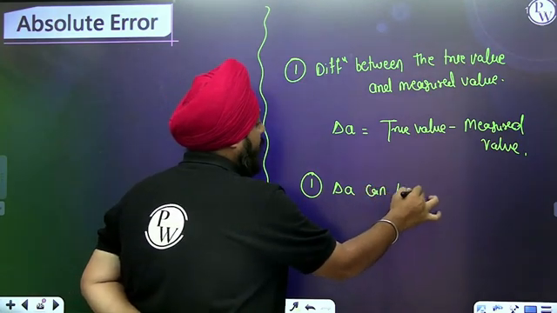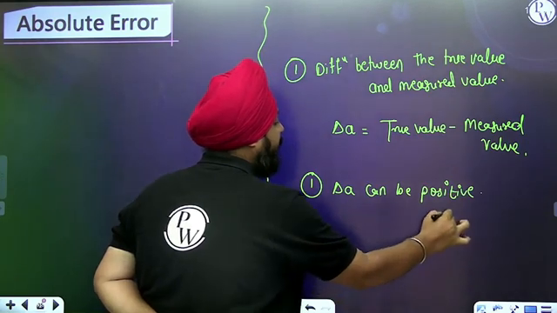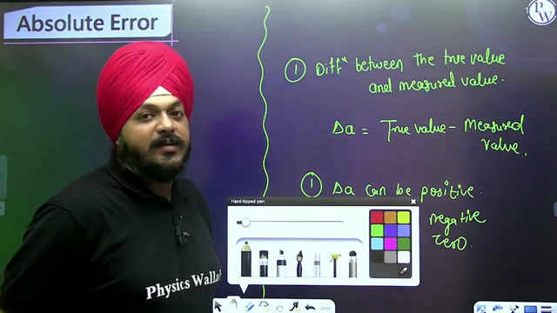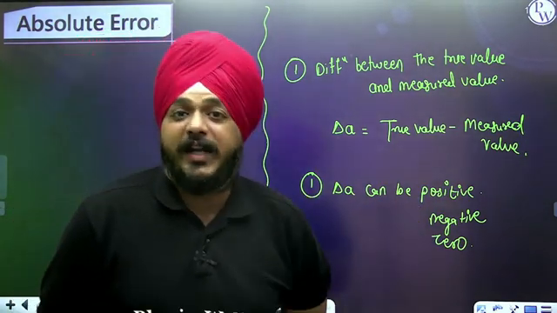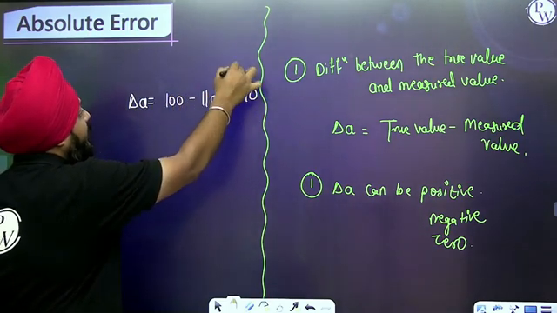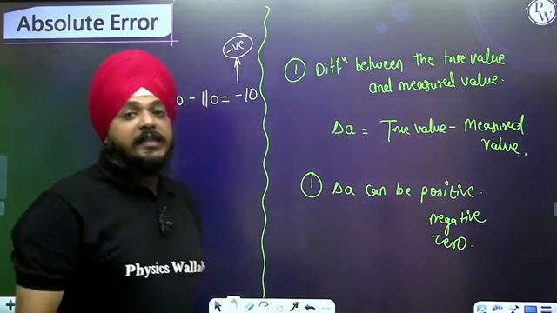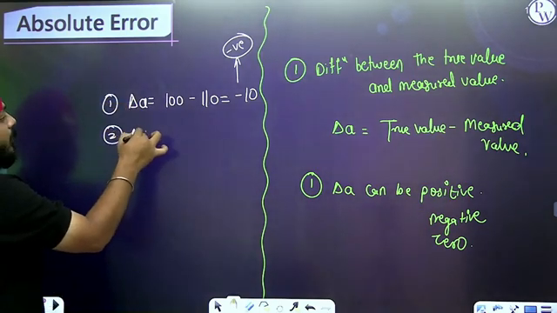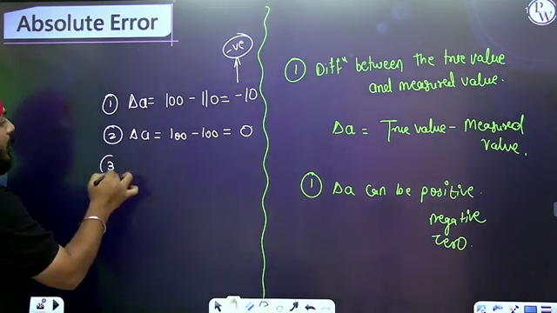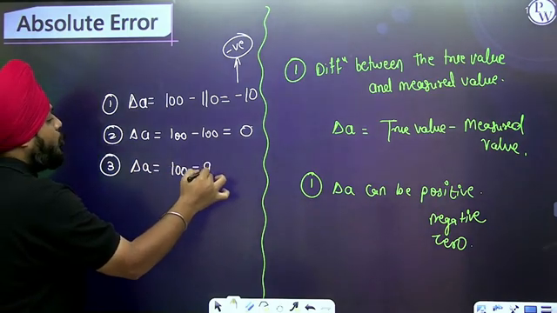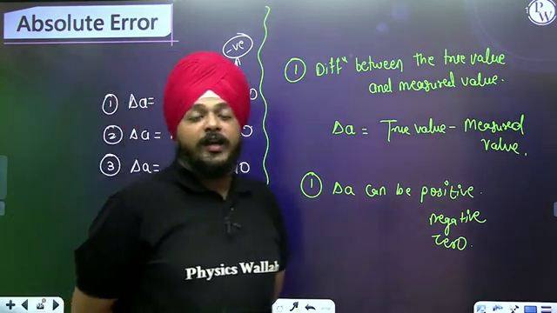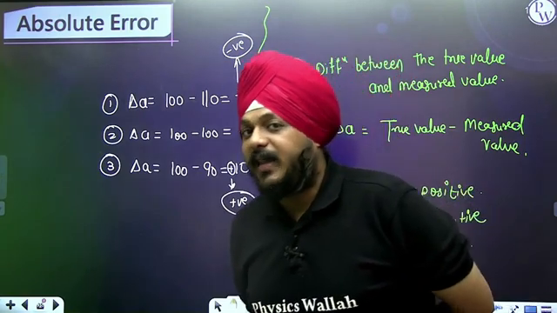Absolute error can be positive, can be negative, can be zero. Dad gave me 100 rupees. System was showing 110. Delta A, true value 100, system measured value 110. Negative error. Dad gave me 100. System was showing 100. No absolute error. Dad gave me 100. System was showing 90. Positive absolute error. Absolute error, if it is calculated individually, can be positive, can be negative, can be zero.